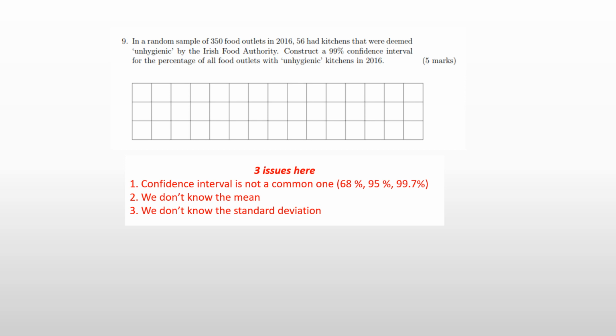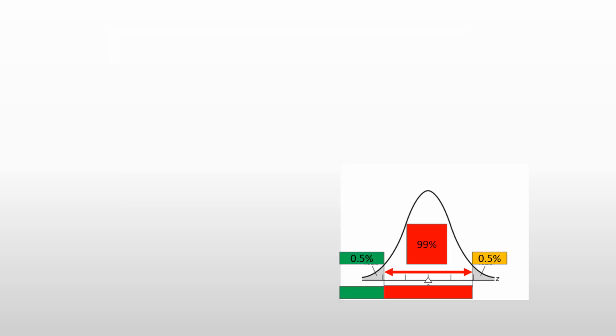So, okay, it's a different one. Those are the three issues you have to tackle. If you tackle each one of those, then effectively you just answer the question. Okay, so this is what the distribution, or the bell curve, looks like in our question.